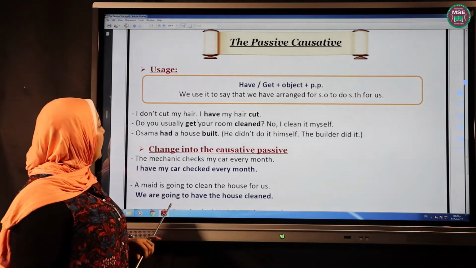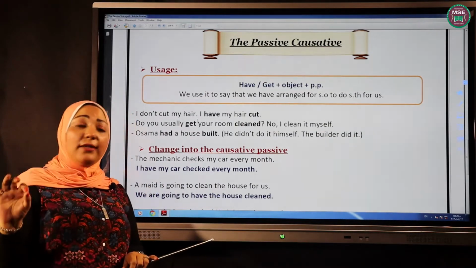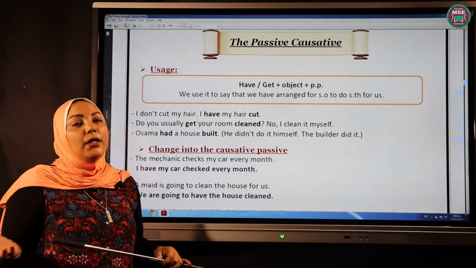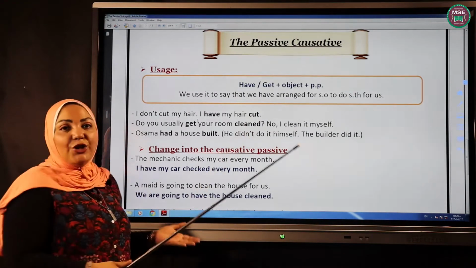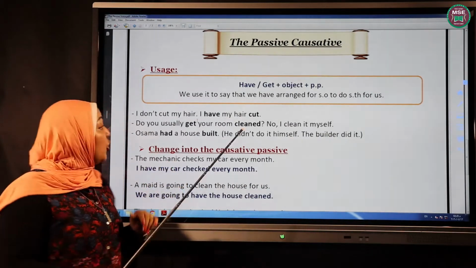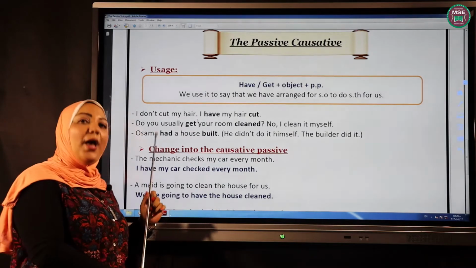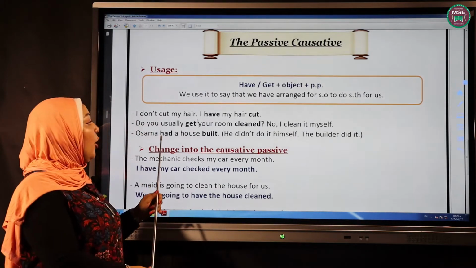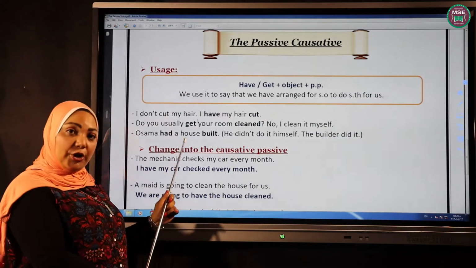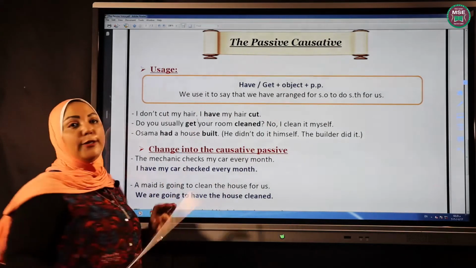Okay, another example. Usama had a house built. It means that Usama didn't build the house. Okay, he didn't do it himself. Maybe the builder did it for him. So we started with Usama, who gets the service, and then we put have in the correct tense, and then the object, which is the house, and then the past participle.